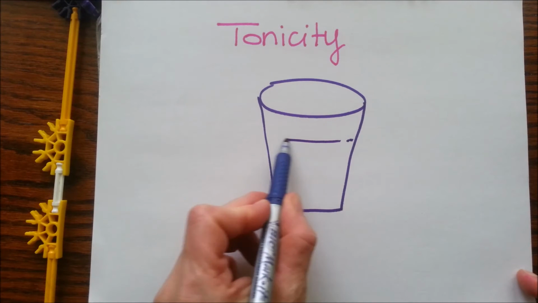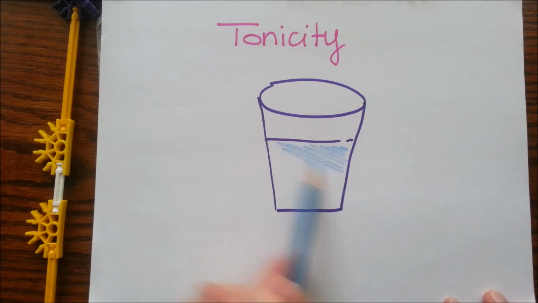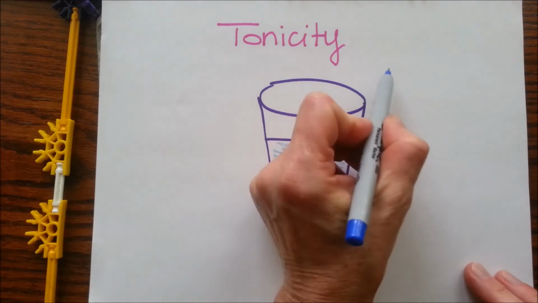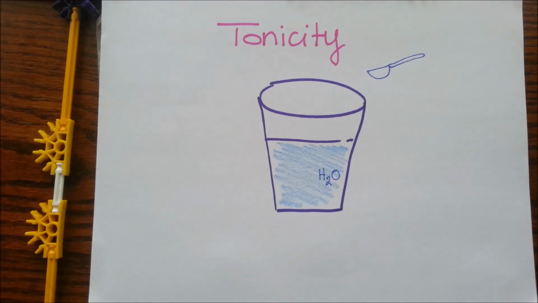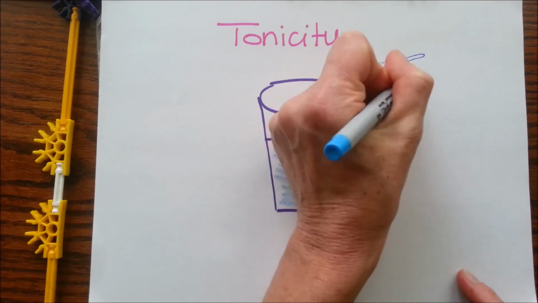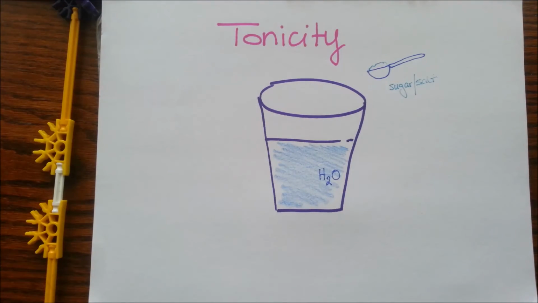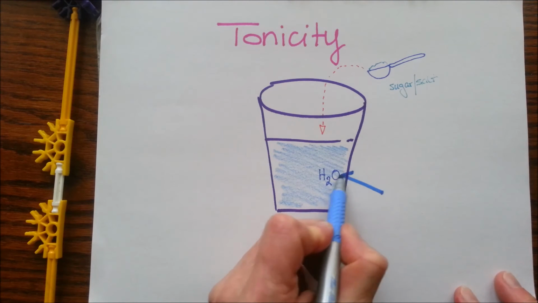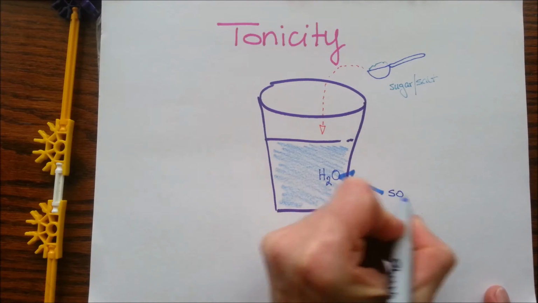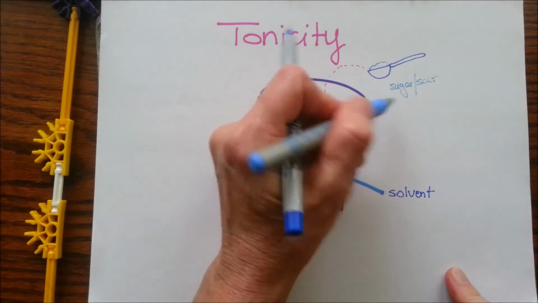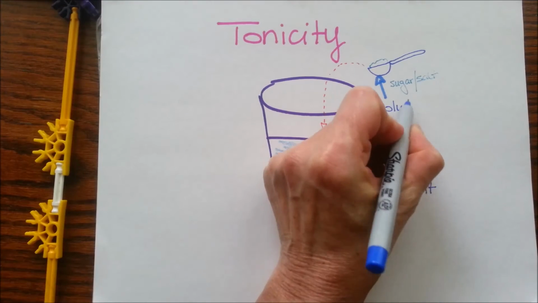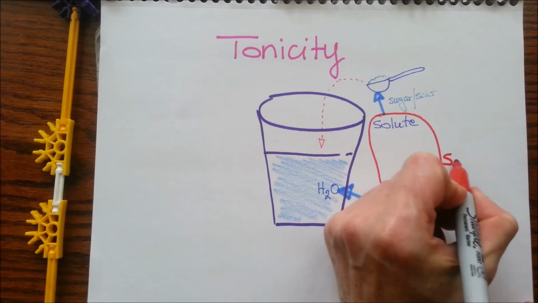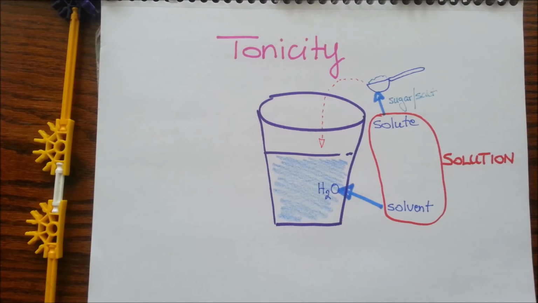The other important topic we have to cover with the cell membrane is tonicity. Let's assume we have a glass of water. Inside of this cup is water. To the water we add one tablespoon of sugar or salt, something that would dissolve in the water. In this case, the water is the solvent, and the sugar is the solute that gets into the water, into the solvent. Together, the solute and the solvent make up the solution, a homogeneous mixture.